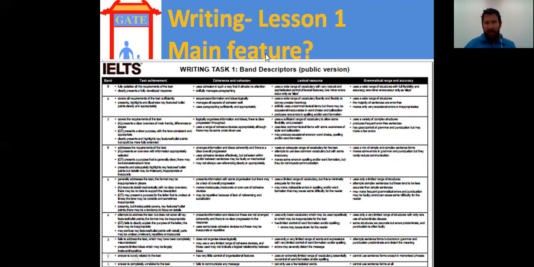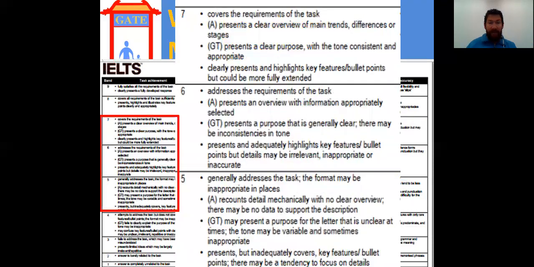And again, I'm coming back to the phrase main features. Where do we see that in the band descriptors? Okay, so I promised you I'd show you a bigger one here. Now, considering that most of you are trying to go from 5s up to 6 and 7 scores, let's have a look at some of the language. Now, on the band descriptors, they don't actually use the phrase main features. They use that in the question, though, so it is in the question, which is more important, really.